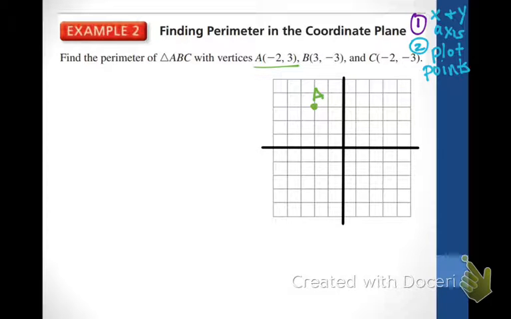I'm telling you, where kids struggle the most on their test was plotting the points. Okay, so make sure you focus on that. B is 3, negative 3. So 3 is the first. That's my left or right. Which way are we going to go? Right. To the right 3, and then negative 3 means down 3. All right, and then C is negative 2, negative 3. So to the left, 1, 2, down 1, 2, 3. Okay, then you connect the dots.